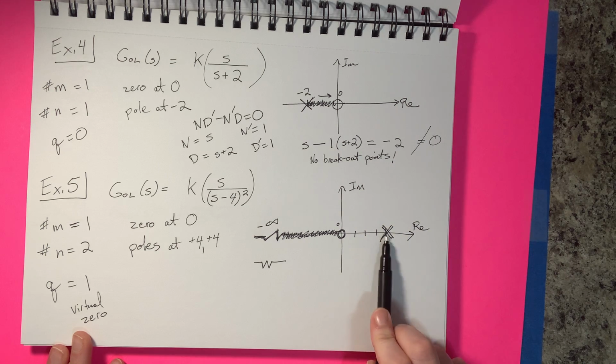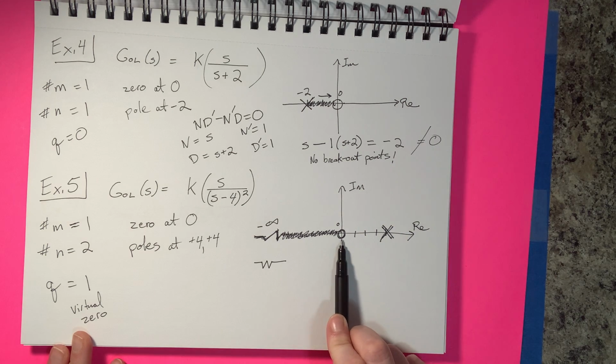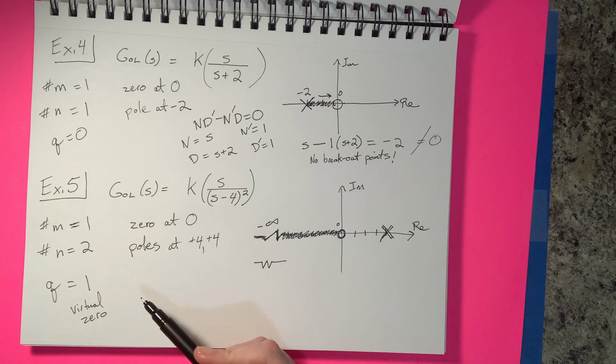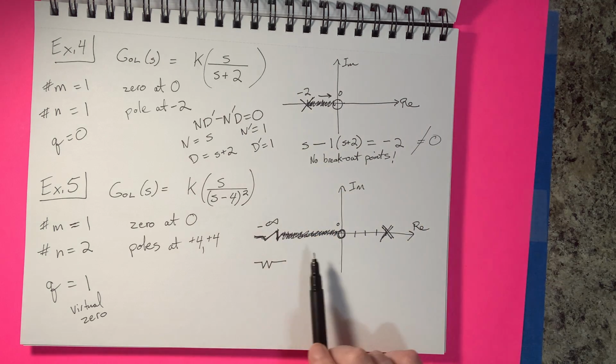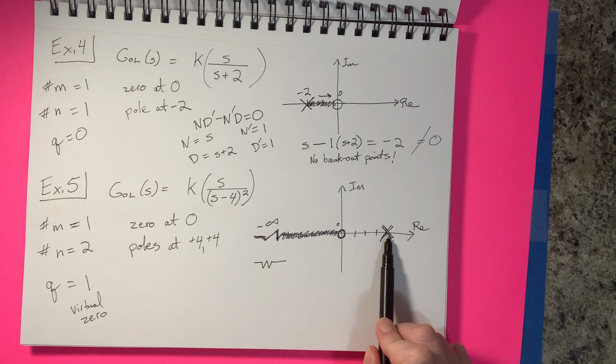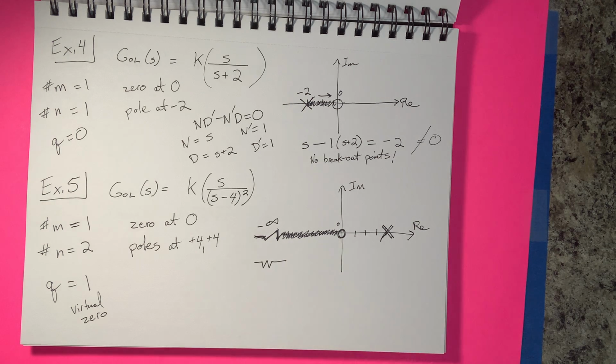Well, we know that the poles have got to get over to this 0. One of them's got to go to an imaginary 0. Sorry, I use the word imaginary. I mean virtual 0 out here. And one of them has got to go to this actual non-virtual 0. So it looks like they are going to have to break out.